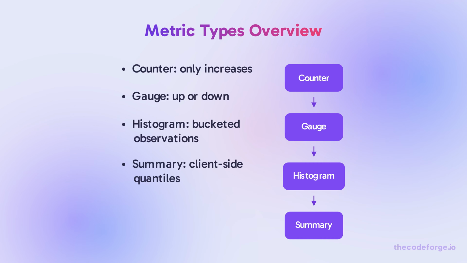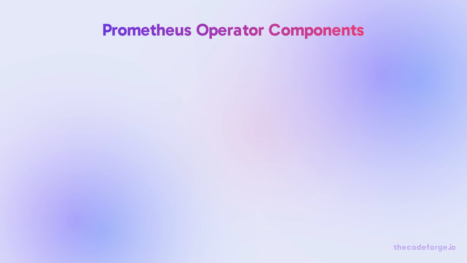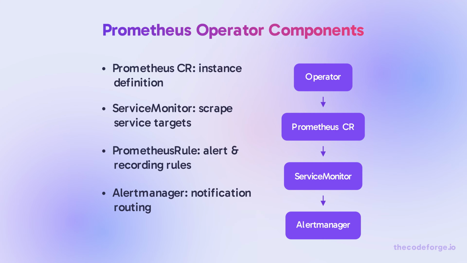Prometheus has 4 core metric types. Counters track totals, gauges measure current values, histograms precompute latency buckets, and summaries calculate quantiles on the client side. The Prometheus Operator manages the monitoring stack via custom resource definitions. A Prometheus CR defines the instance. ServiceMonitors declare scrape targets, Prometheus rules contain alerts, and Alertmanager handles notifications.